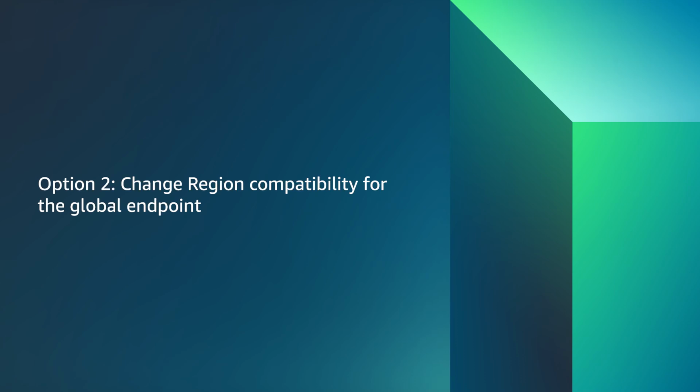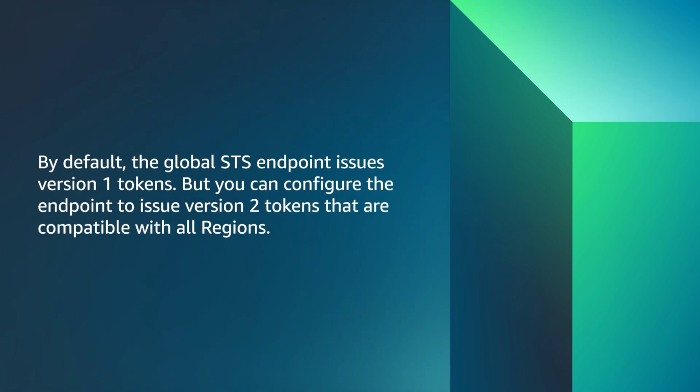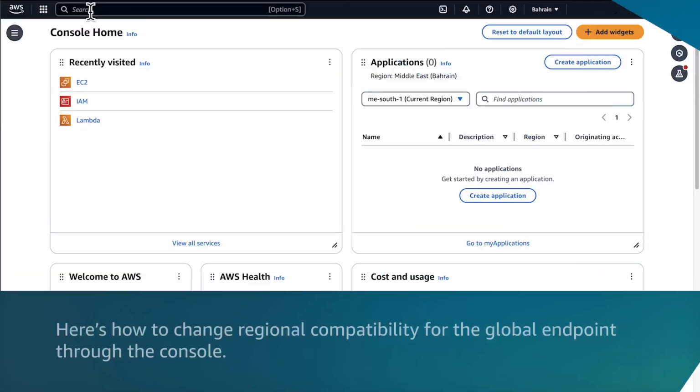Option 2, change the Region compatibility for the global endpoint. By default, the global STS endpoint issues version 1 tokens, but you can configure the endpoint to issue version 2 tokens that are compatible with all Regions. Here's how to change Regional compatibility for the global endpoint through the console.